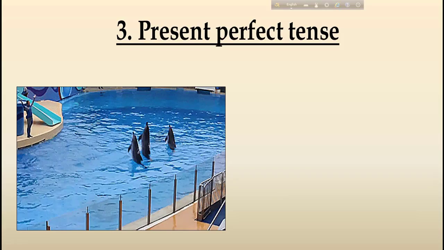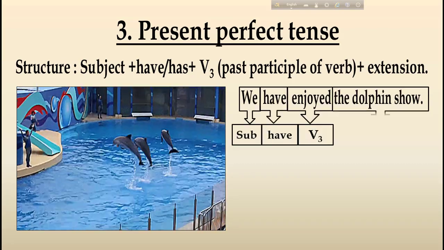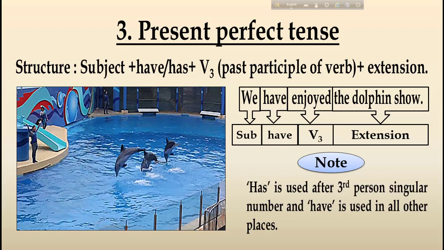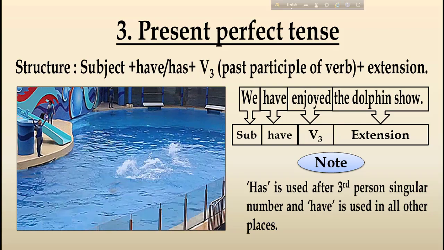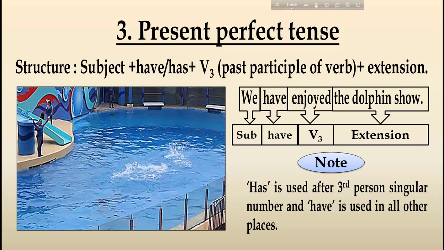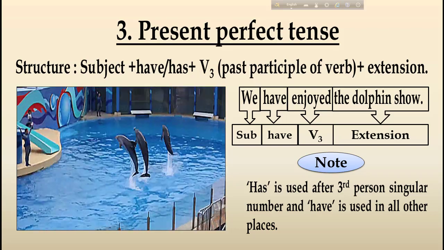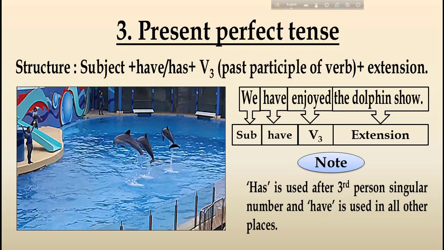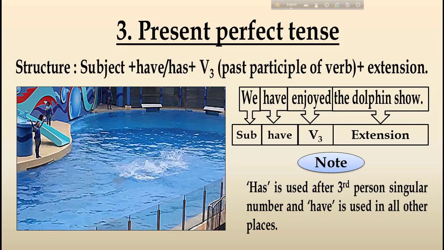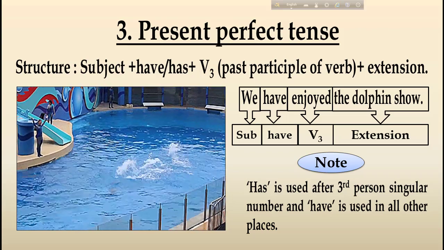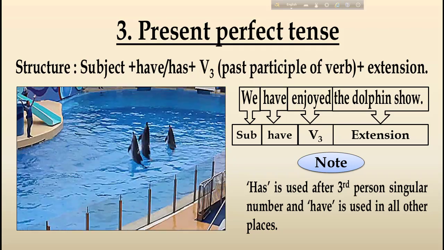Present perfect tense. Structure: subject plus have, has plus verb 3, past participle form of verb plus extension. In here a sentence: we have enjoyed the dolphin show. We, subject, have enjoyed, verb 3, the dolphin show, extension. Note: has is used after third person singular number, and have is used in all other places.